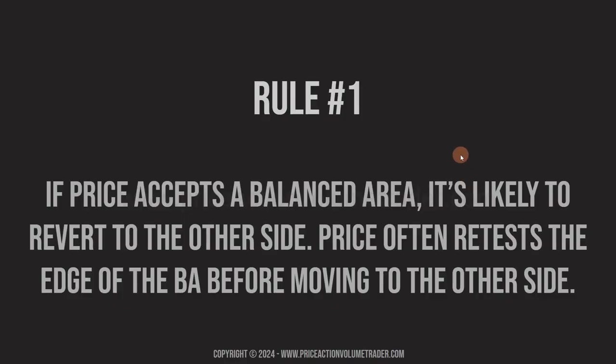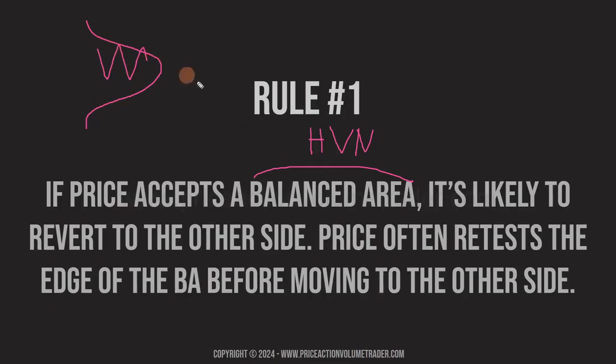So rule number 1, if price accepts a balanced area, and by balanced area, you can understand that we're talking also in volume profile terms, this is going to be a high volume node. So it's going to be where we see accumulation. This is going to be what we call the balance area, with the point of control as the ultimate balance, both in market and volume profiles. So it's likely to revert to the other side. Price often retests the edge of the balance area before moving to the other side, okay?